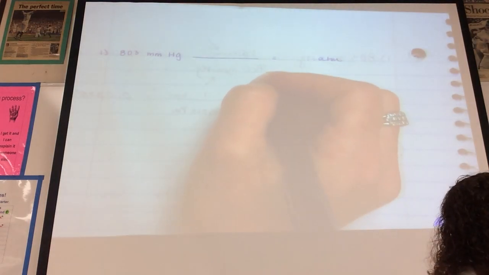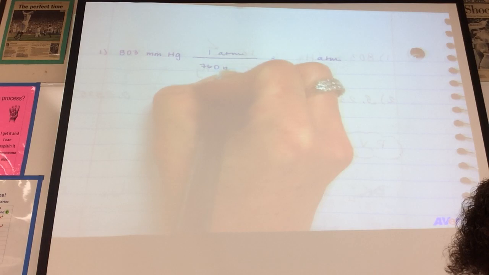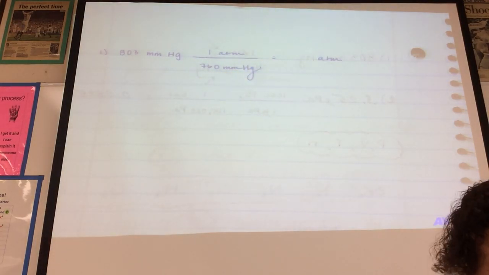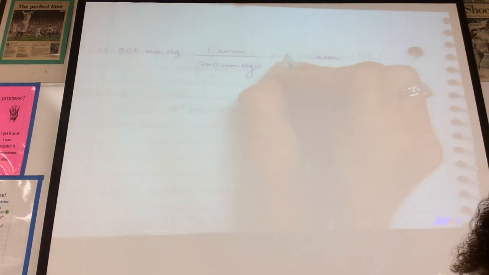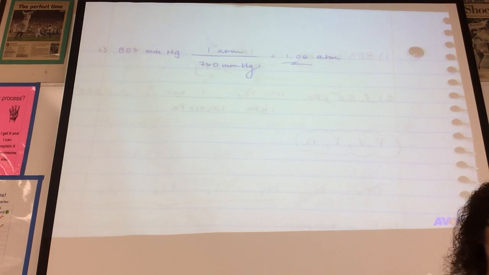Look for the conversion, if one exists, for both millimeters of mercury and atmospheres. We have 1 atmosphere, 760 millimeters of mercury. And all we need to do then is divide. We have 803 divided by 760. And that's 1.06 atmospheres, maintaining 3 significant figures.